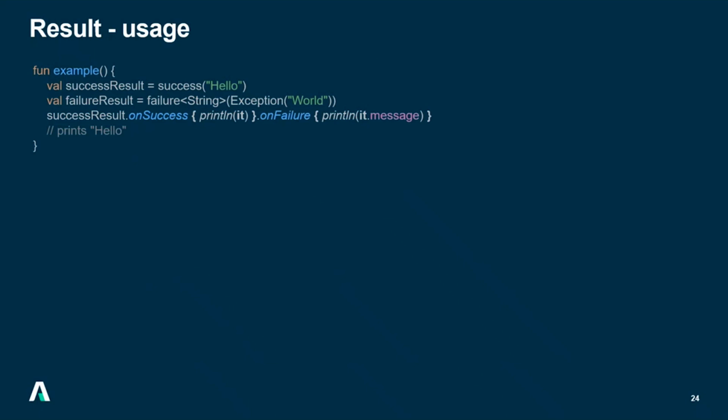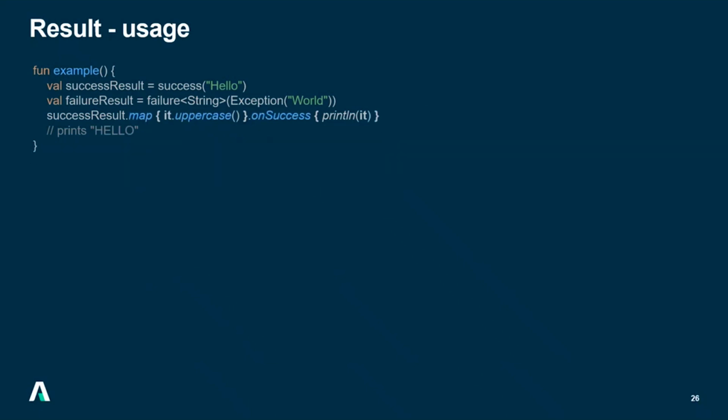And you can access it by calling onSuccess, and you can chain that one with, for example, onFailure. If you can imagine, if we call onSuccess on a successful result, then it will print out, in this case, hello. And the onFailure will do nothing because the result is successful, so we don't have a failure. Same goes for a failure result: onSuccess will do nothing, and onFailure will now run.